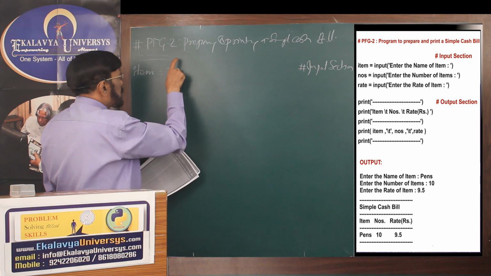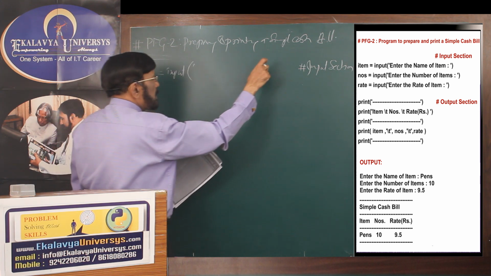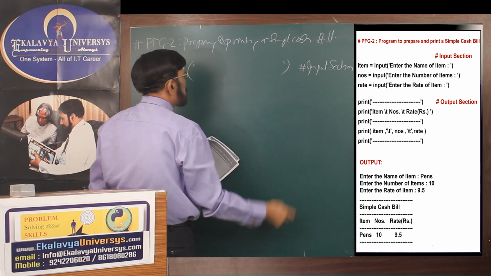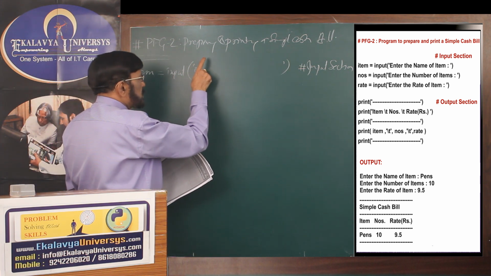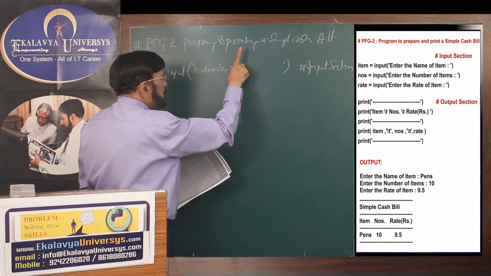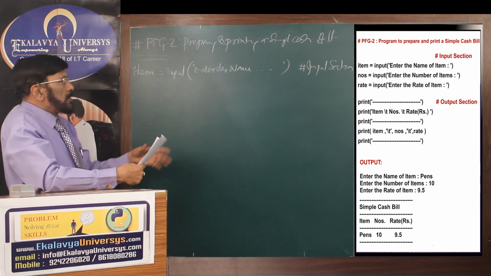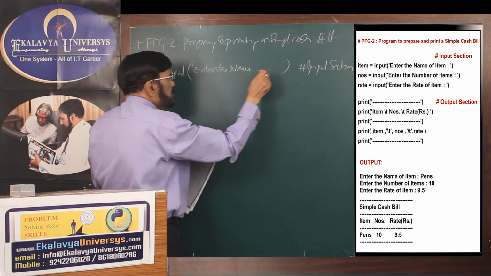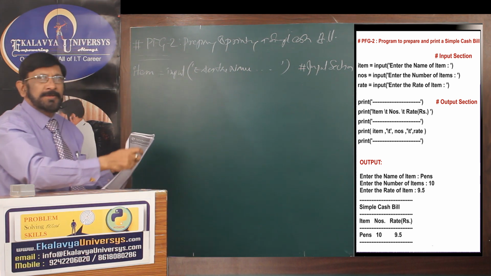Thereafter, we write the input function. Within that we have to write a prompt statement. What is the prompt statement? Enter the name of the item. In that way you have to write. Don't forget, this prompt statement is a string. Always you must write it as a string.